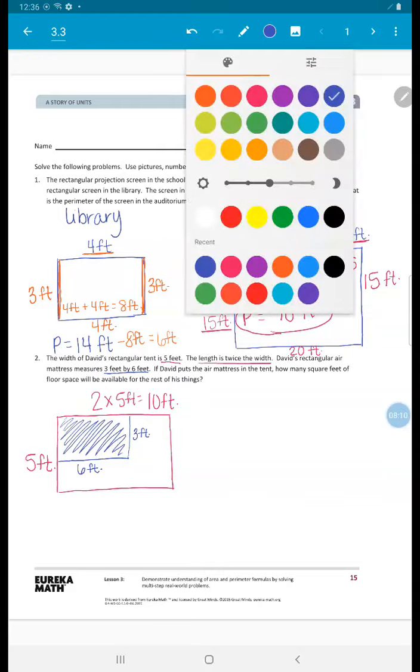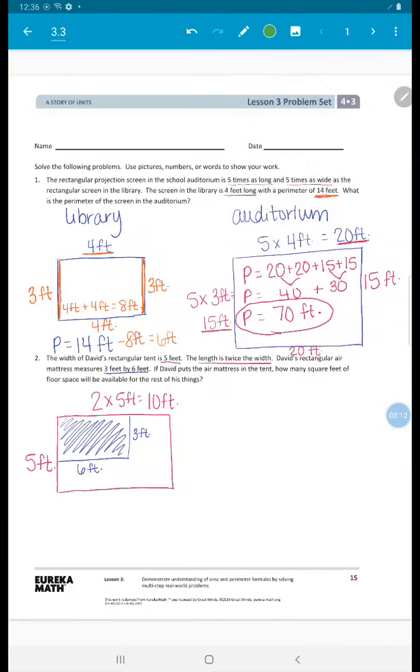So what we're solving for is how much space or how many square feet of floor space he'll have left for the rest of his things. So the blue represents the space that's taken up with the air mattress. And we have to figure out all of this that's left.